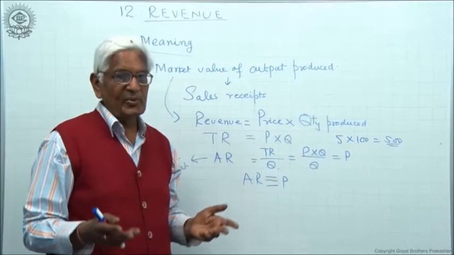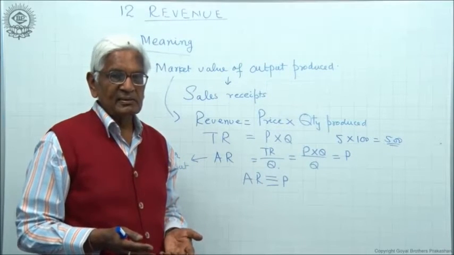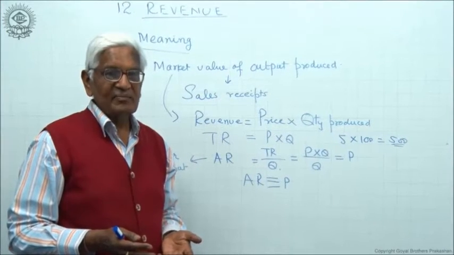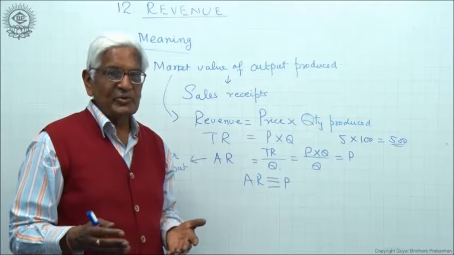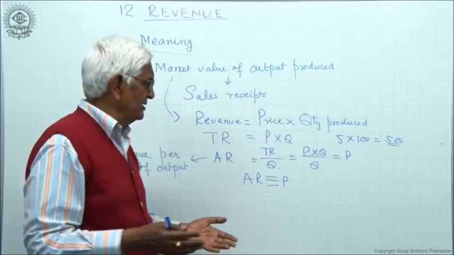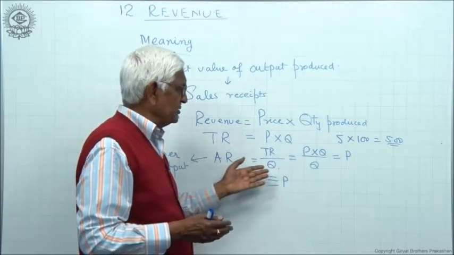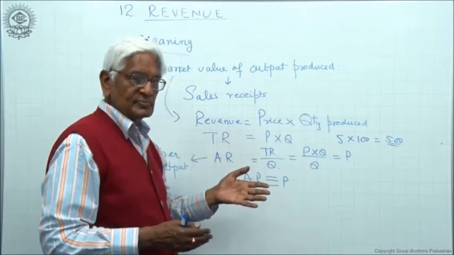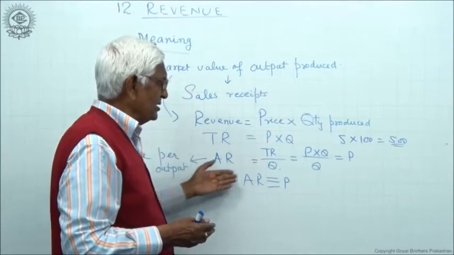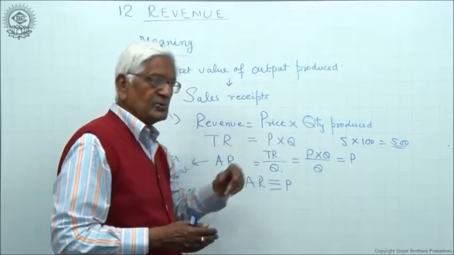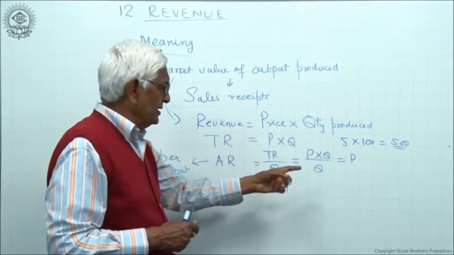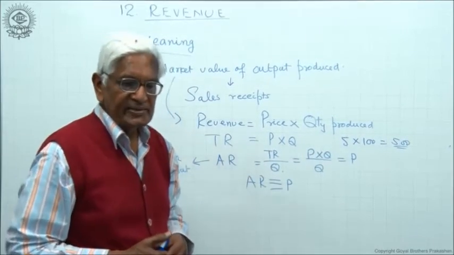Sometimes you may get a question in the exam, show that price equals average revenue, or show that average revenue equals price. Then you have to take three steps. Given that AR is equal to TR upon Q, next step, since TR is equal to P into Q, therefore AR is equal to P into Q upon Q is equal to P. So AR is always equal to price.